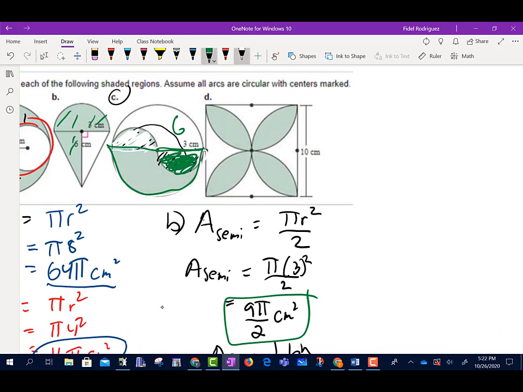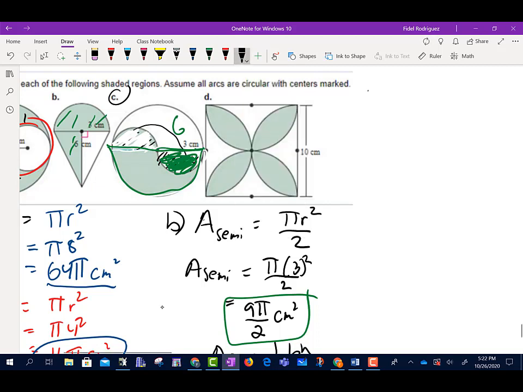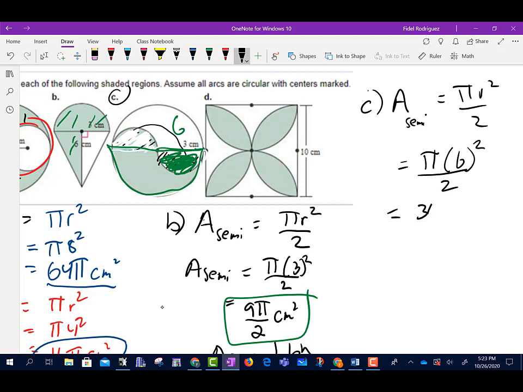Okay. So for part C, let me get my marker in black again. Here we go. For part C, I'm looking for the area of a semicircle. And it's going to be pi r squared over 2, which will be pi times 6 squared over 2. So this is 36 pi over 2. And we end up with 18 pi. Again, we're still dealing with centimeters squared.